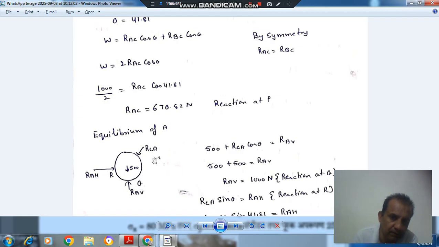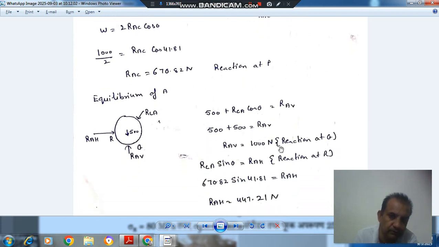Now if we balance the forces, 500 Newton is acting downward, the weight of it, and the vertical component of RCA is RCA cos theta. That will also be 500, and this will be balanced by RAB. So RAB will be 1000 Newton, or reaction at Q will be 1000 Newton.